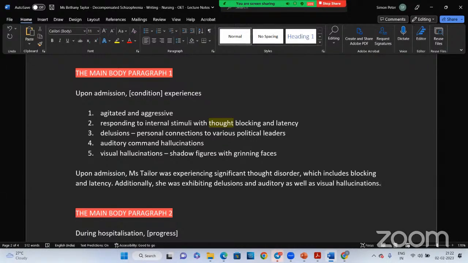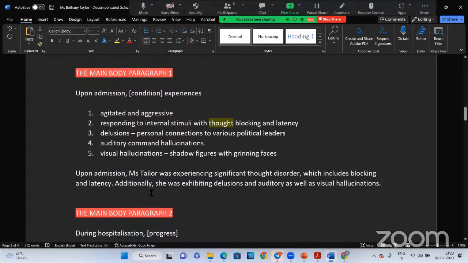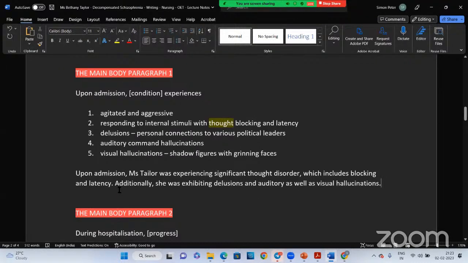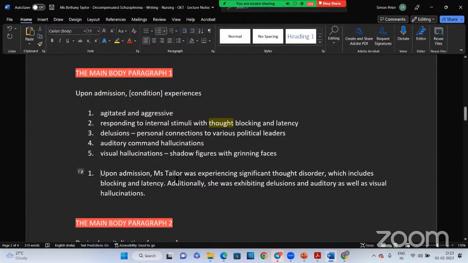So, upon admission, Miss Taylor was experiencing significant thought disorder, which includes blocking and latency. The next one: additionally, she was exhibiting delusions and auditory hallucinations. These are the two sentences we are taking. So this is sentence number one, and this is sentence number two.